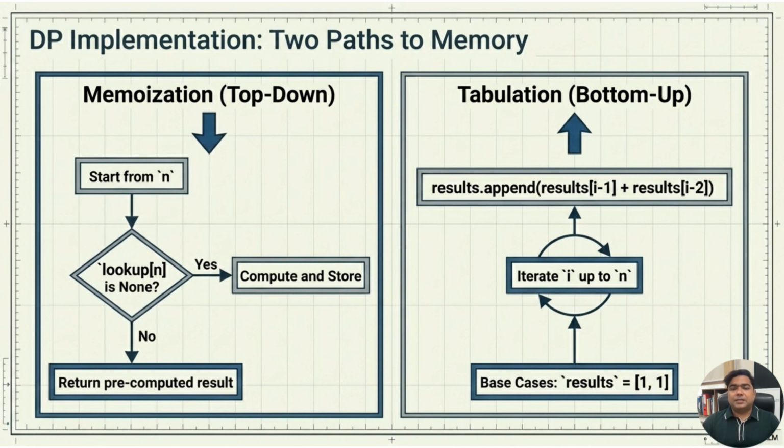The main difference is this: memoization starts from the top and goes downward when needed. Tabulation starts from the bottom and builds upward until it reaches the final answer. Both methods use memory to improve efficiency.